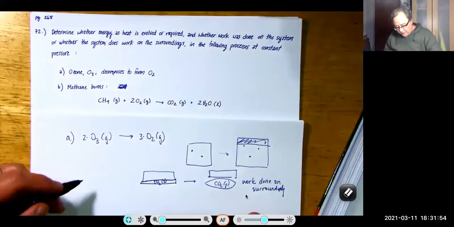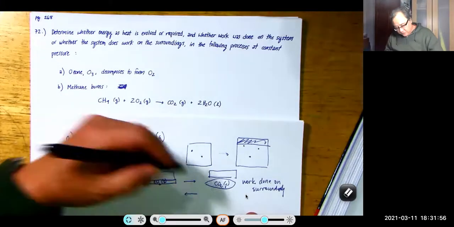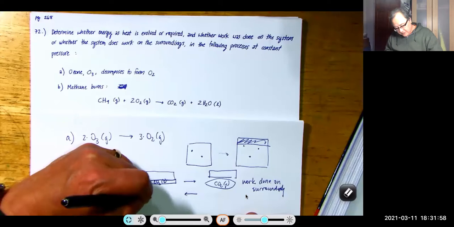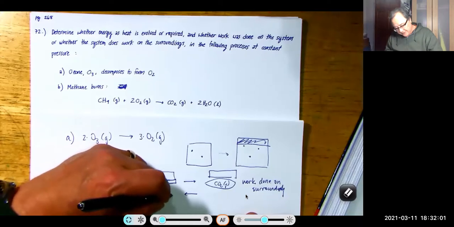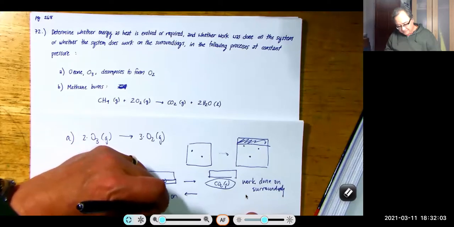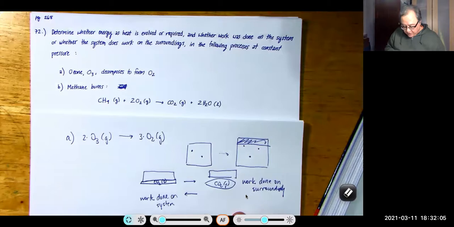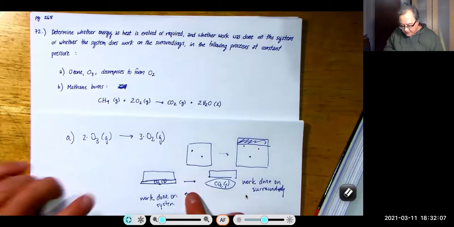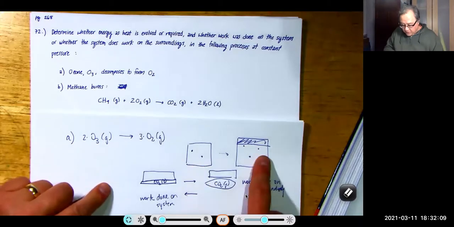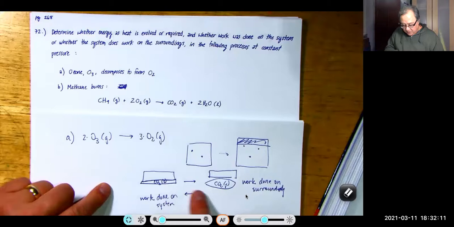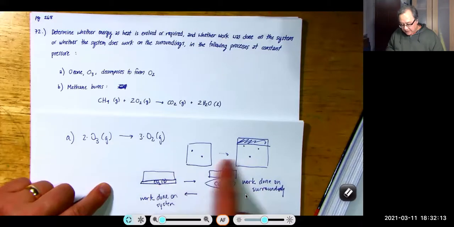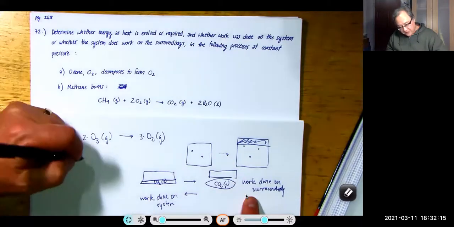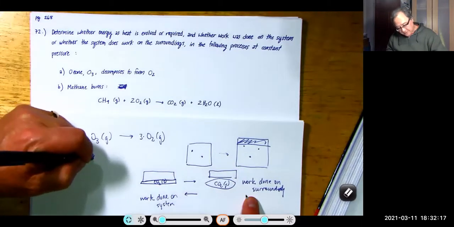Now, what if it were the opposite direction? This would be work done on the system. So here, what do we have? Do we have the bag getting larger, or do we have the bag getting smaller? Looks like we have the bag getting larger, so this is work done on the surroundings.